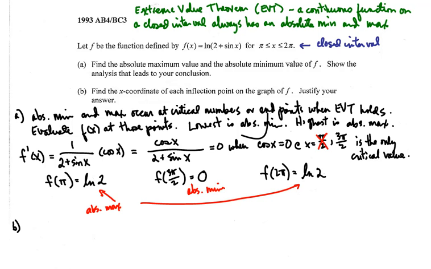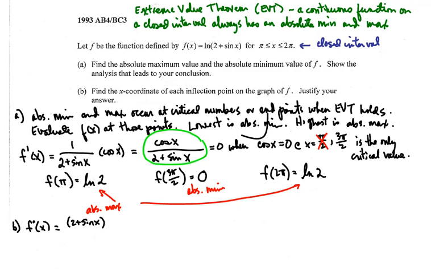Find the x-coordinate of each point of inflection on the graph of f and justify your answer. Alright, so we're looking for the point of inflection, so we're going to have to find the second derivative. And for this I'm going to use cosine x over 2 plus sine x as my starting point.